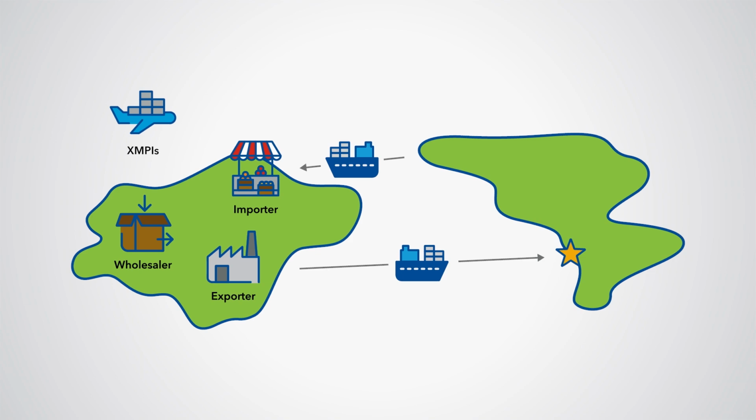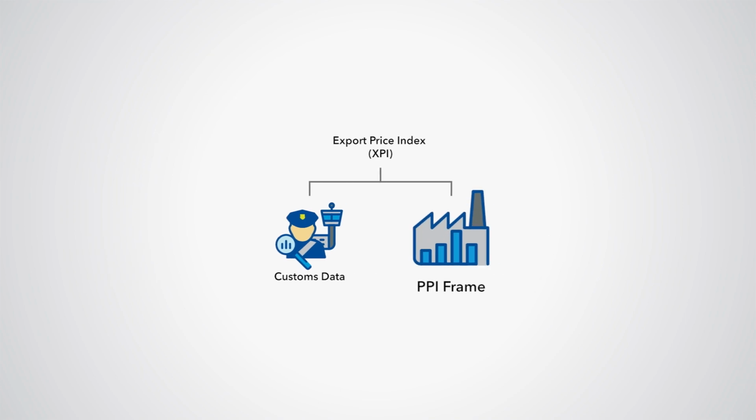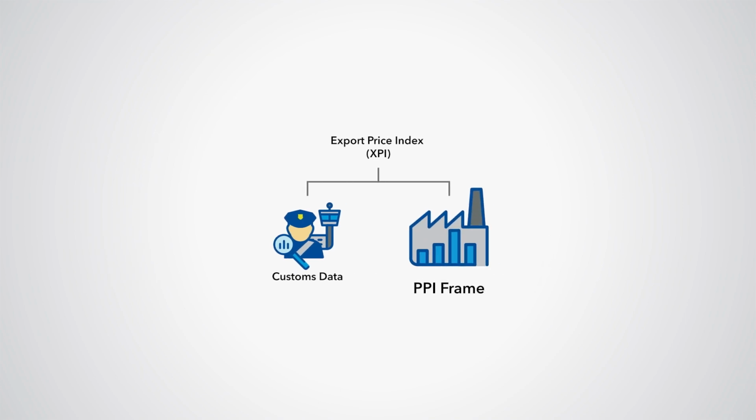or sell internationally. Separate sampling frames for each of these populations is an inefficient approach, mainly because some businesses act as both importers and exporters. Customs data are the best source of a sampling frame for an MPI. For XPIs, both customs data and the frame or sample of an existing PPI can be used. Using an existing PPI frame or sample for an XPI is an efficient approach.